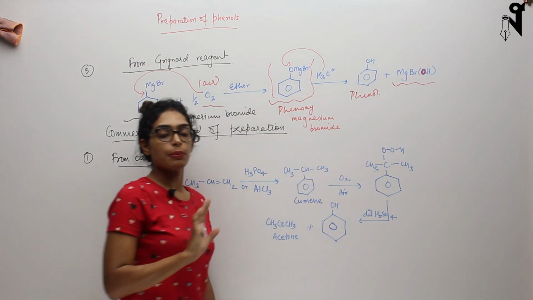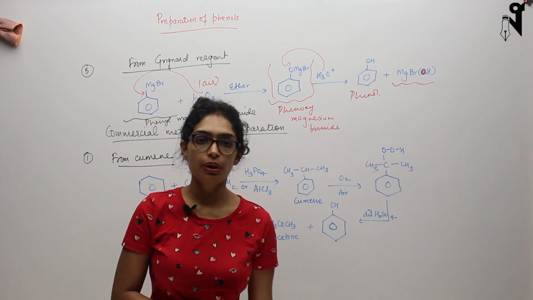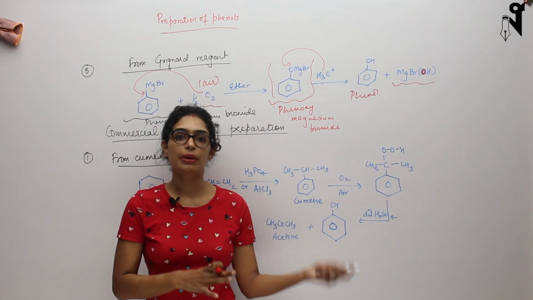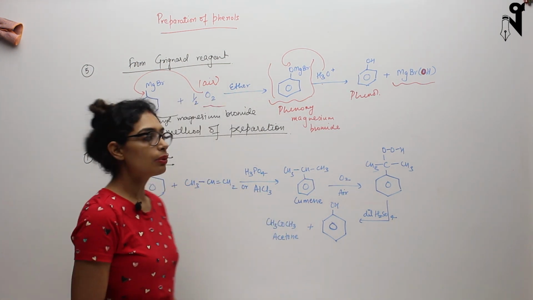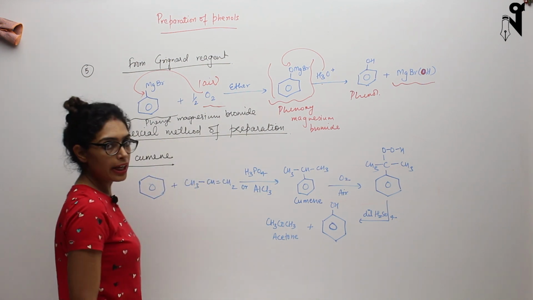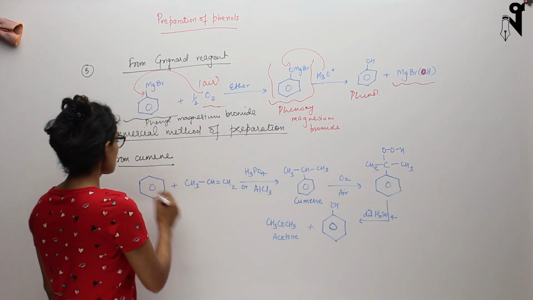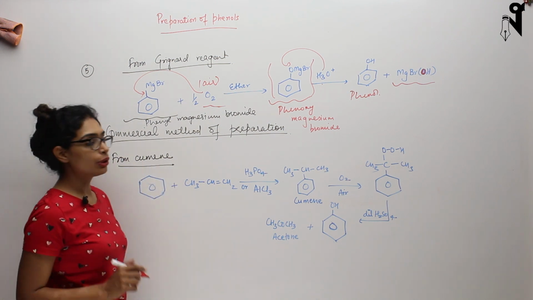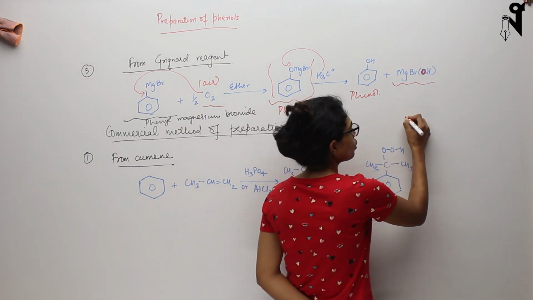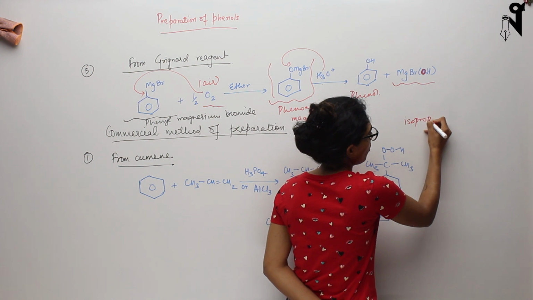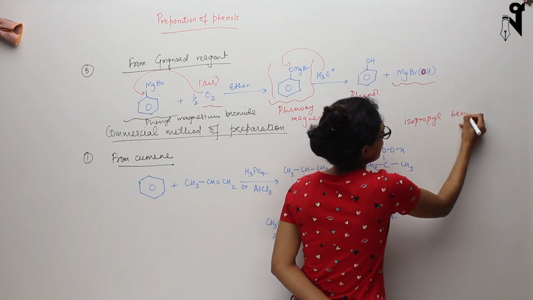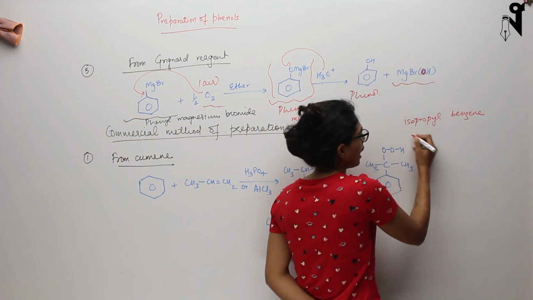So these all are the preparation methods that can be done in the laboratory to form phenol from any other benzene based compound. Now come to the commercial method of preparation. That means on the large scale, if we have to prepare phenol, these are the methods we will be following. First method is from cumene. First of all, you need to know what is cumene. Cumene is isopropyl benzene. So what do we mean by isopropyl benzene?